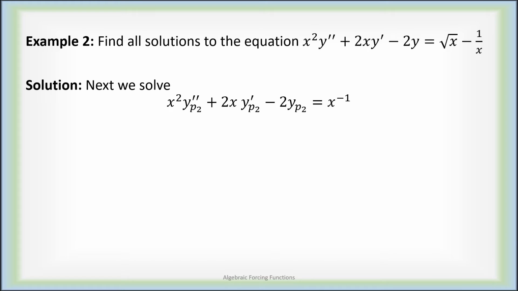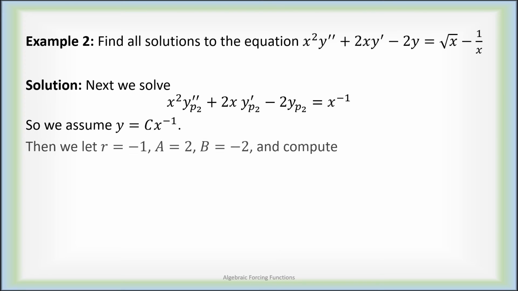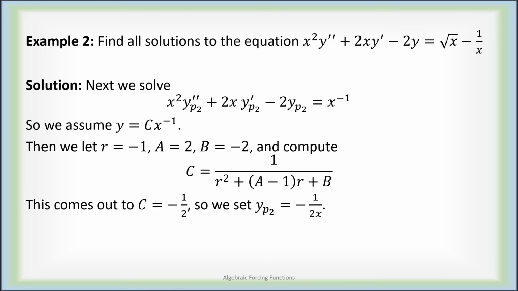Next, we just have to find a particular function so that when I use it in the differential equation, it will produce x to the -1, in other words, 1 over x. So I presume that y is some constant times 1 over x. From all the same work, all we've changed here is what the power is. The power is now just -1. So we compute c to be 1 over r squared plus a minus 1 r plus b, which works out to be c is -1/2. So we set yp2 to be -1/2 times 1 over x.